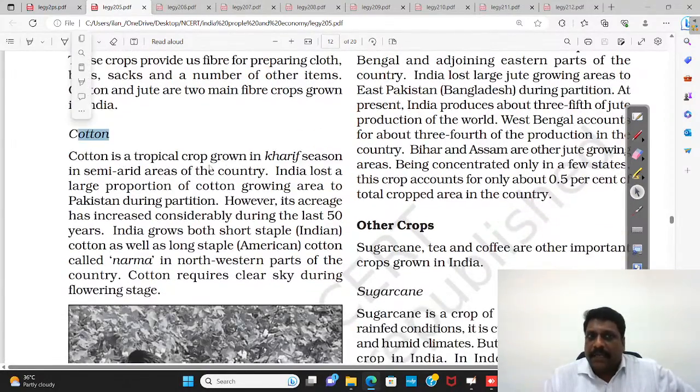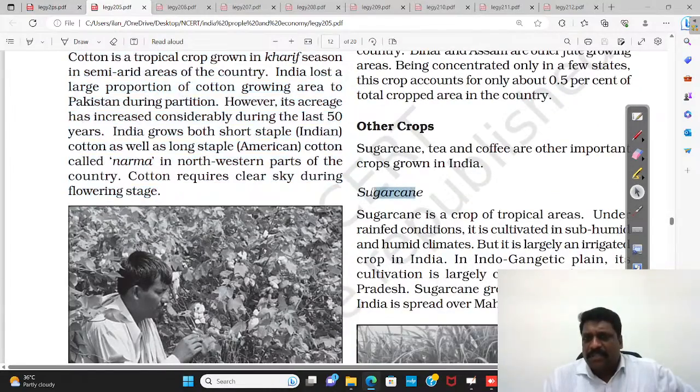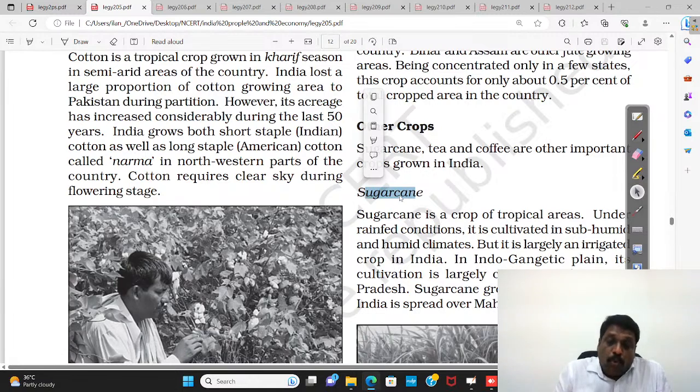Cotton, I can take it. Jute, I can take it. Sugarcane is not a fiber crop, but still it is a commercial crop. So these three you can understand. And when it comes to sugarcane, my dear friends, try to differentiate between the two varieties of canes we have in India, the tropical variety and the subtropical variety.